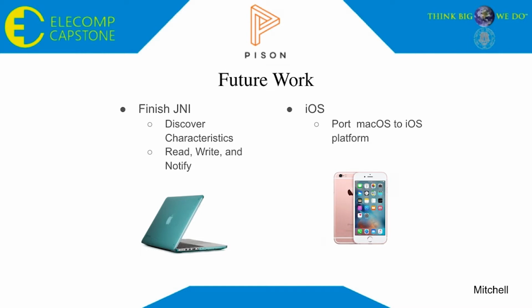So even though we weren't able to accomplish our best anticipated outcome, we did accomplish most of it. What's left is to finish the JNI. In the JNI, we still need to finish discover characteristics, read, write, and notify, and then port it over to iOS.